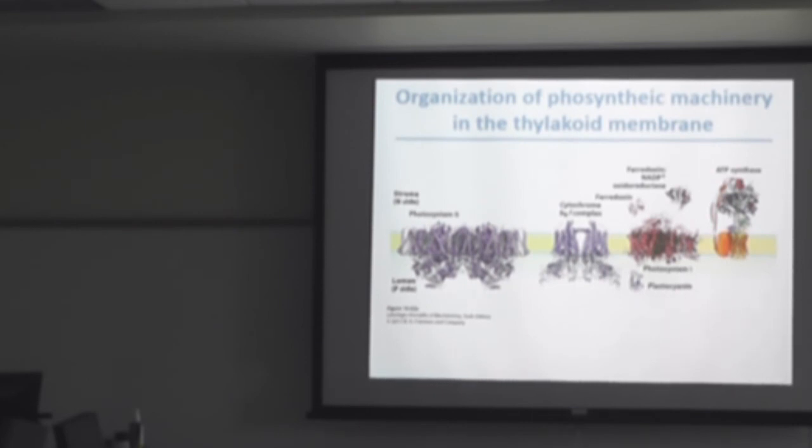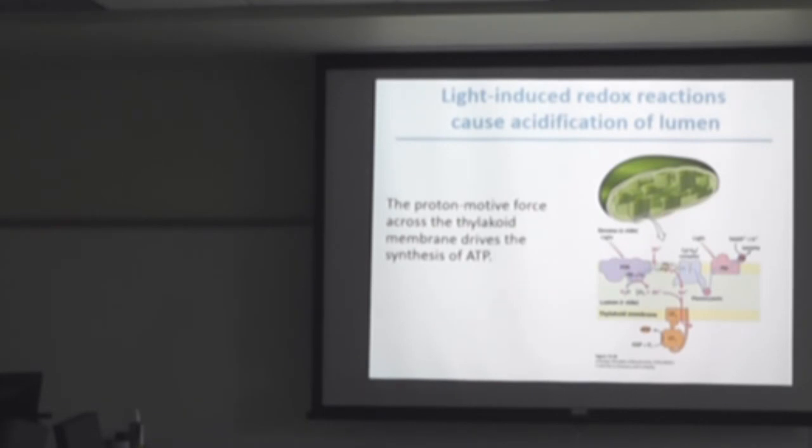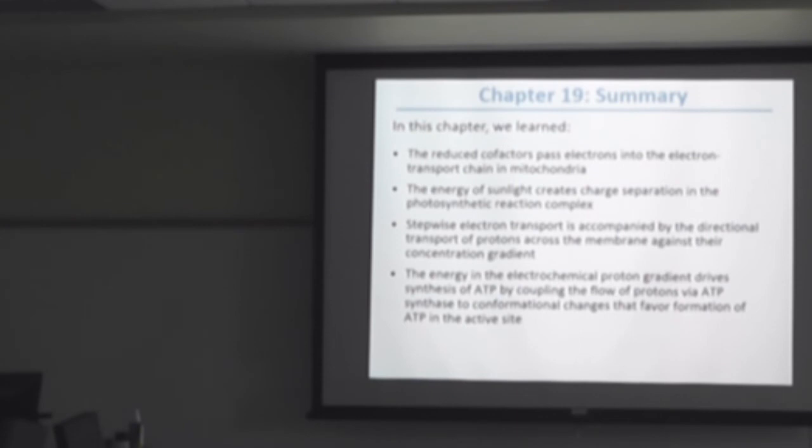And this is the organization of the photosynthetic machinery in the thylakoid membrane, and so forth. So I'll tell you, I'll be focusing more on electron transport than photosynthesis, but just understand the difference between the dark and the light cycles. And then that's basically all I was going to be covering in chapter 19.